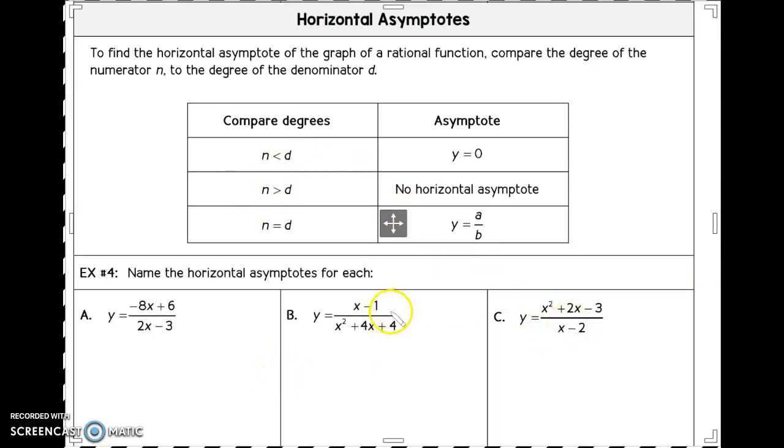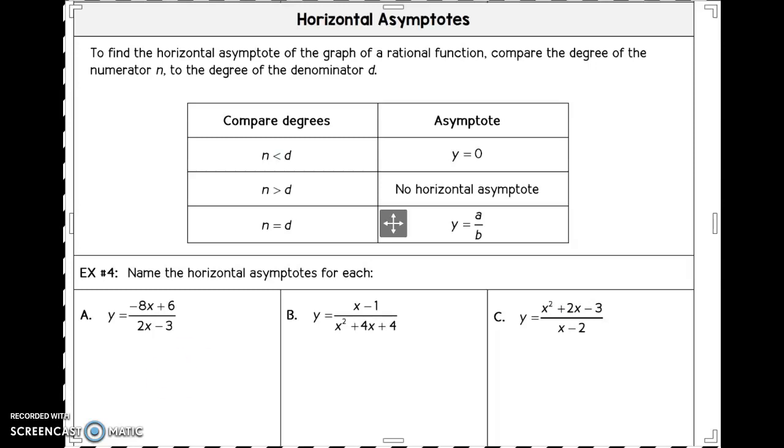Okay. Let's look at part B. Here you see that N is a 1, and D is a 2. So since the larger number is on bottom, it's y equals 0. These are the 3 rules with your horizontal asymptote. Please make note of that. Okay, so we just found all the horizontal asymptotes by looking here, but we're going to go a step further. We're going to find the vertical asymptote, horizontal asymptote, and if there's a hole, because those are the 3 things they're going to ask in a graph.